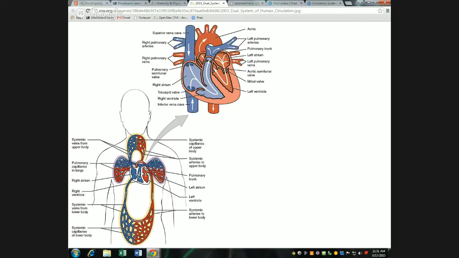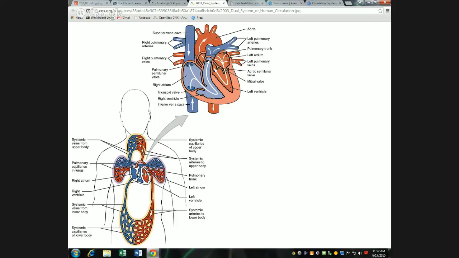But we have the systemic circuit, which is the freshly oxygenated blood being pumped from the heart to the body. And then after it's been deoxygenated, it comes back to the heart. And then we have the pulmonary circuit, which is the deoxygenated blood being pumped from the heart to the lungs, and then when it's reoxygenated, it comes back to the heart.